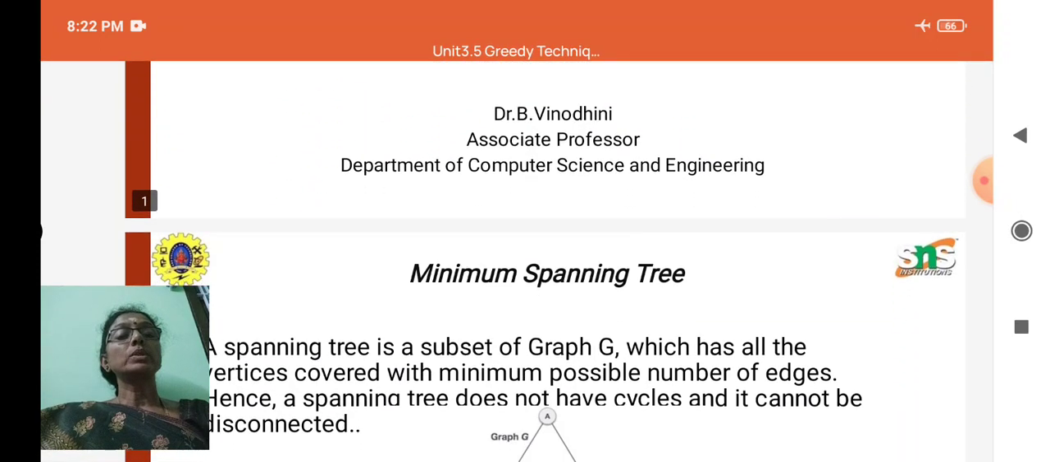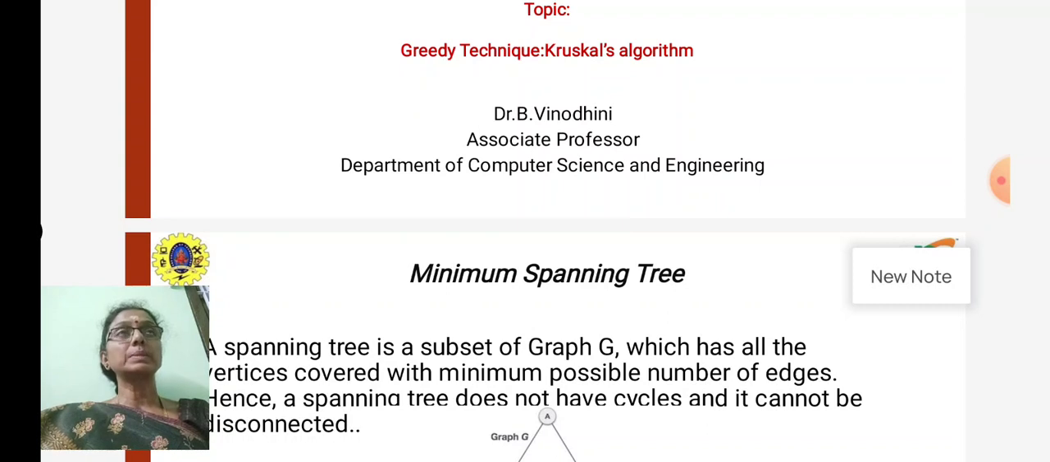So already we know what a minimum spanning tree is. A spanning tree is a subset of a graph which covers all the vertices with the minimum possible number of edges. The constraints of forming the spanning tree are that it should not form any cycle, it should visit all the vertices, and all vertices should be connected.